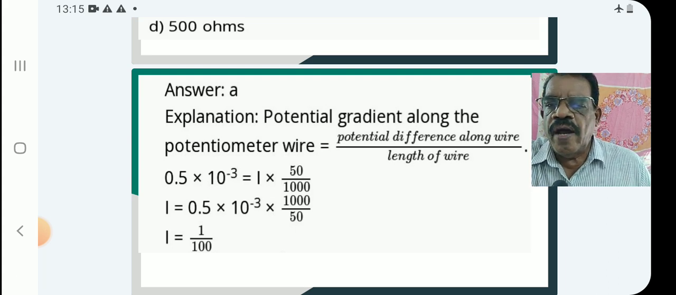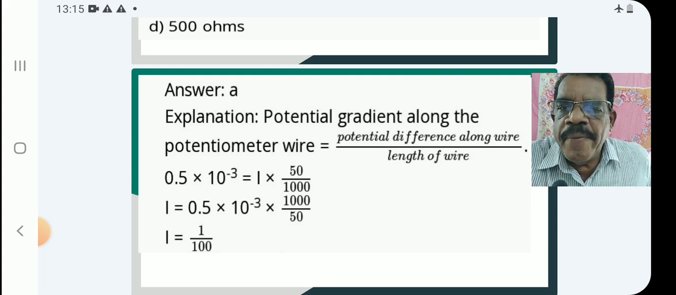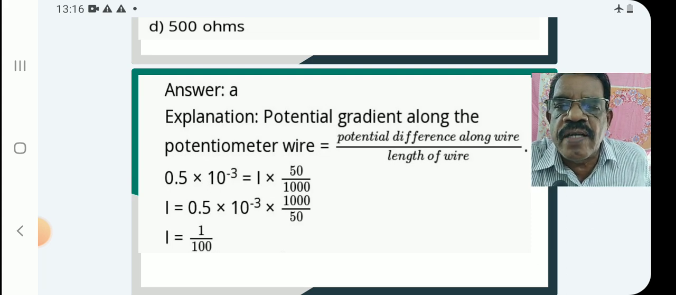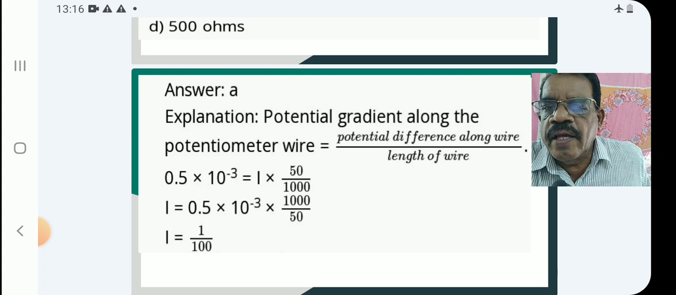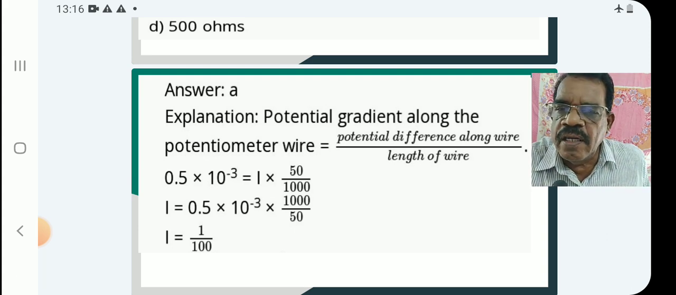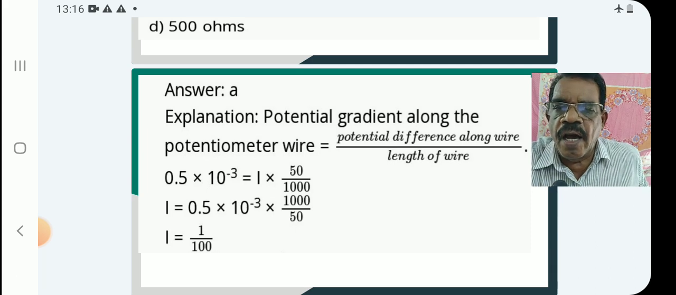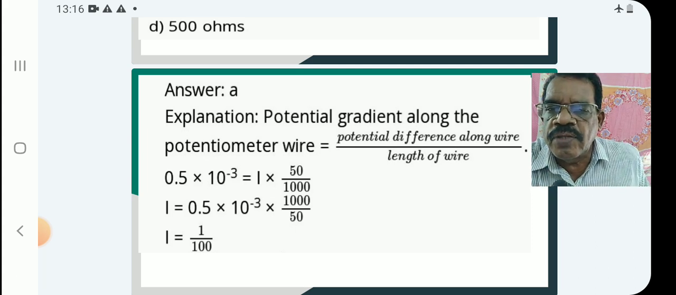Potential gradient along the wire, that is potential per centimeter, that is potential difference along the wire by length of wire. The potential difference along the wire is current through the wire into 50 ohms. Suppose I be the current in the wire, current into resistance is the potential of the wire, and total length is 10 meter, which is 1000 centimeter.